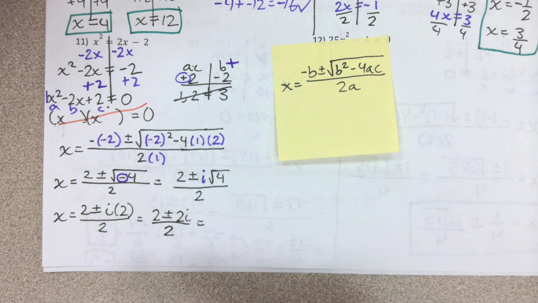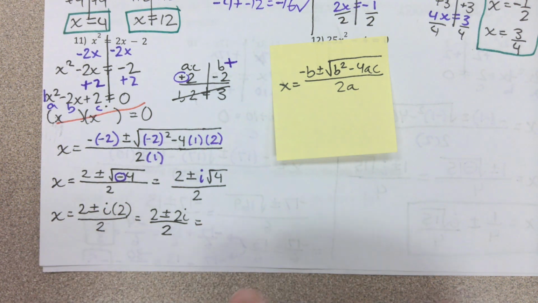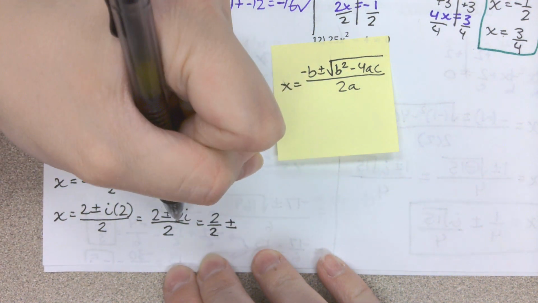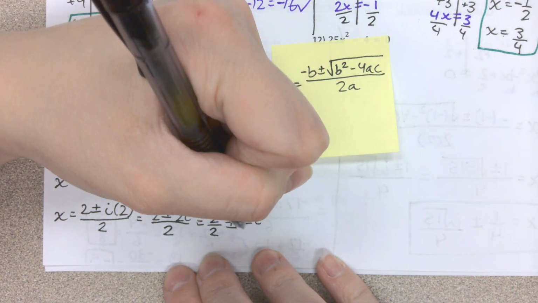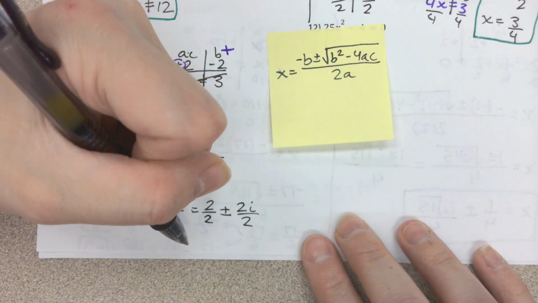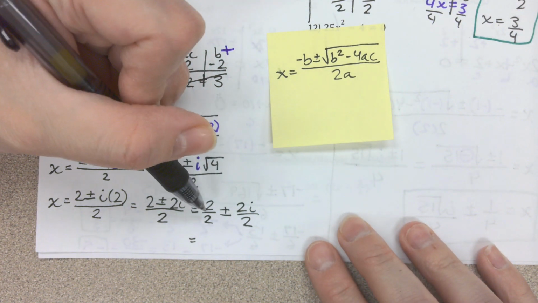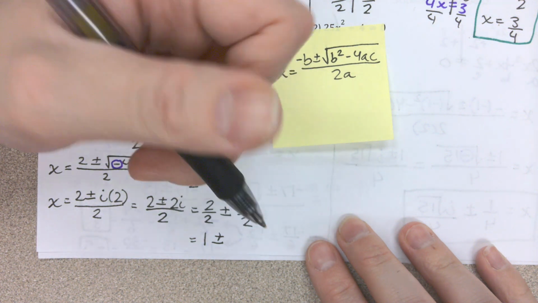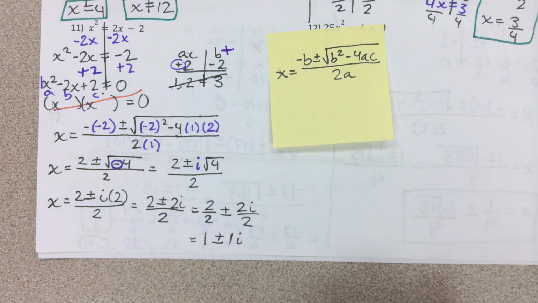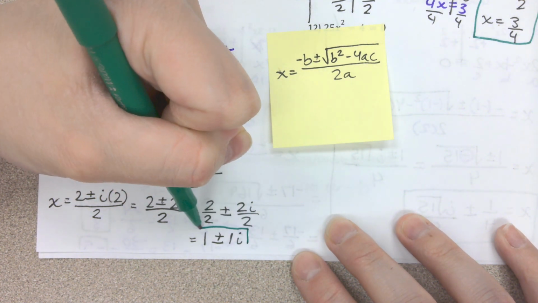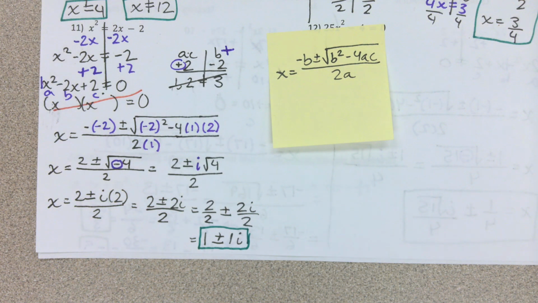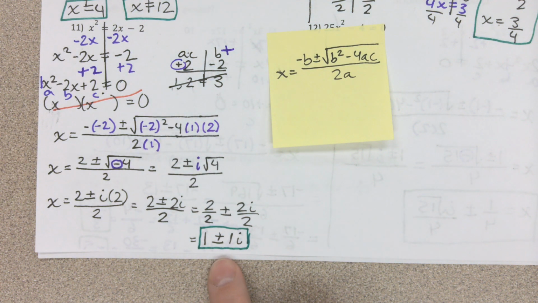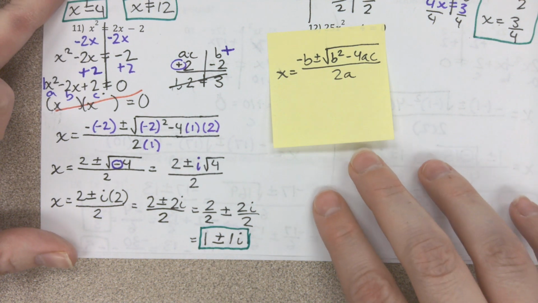We're almost done. Now we can separate this into 2 fractions. 2 over 2, plus or minus in the middle, 2i over 2. Lastly, these will divide very nicely. 2 divided by 2 is 1. Plus or minus, again, 2 divided by 2 is 1, and bring down the i. This is our final answer. And again, we can't go any further because of the i. And this explains why we couldn't factor it. Clearly, it was not going to work out nicely.